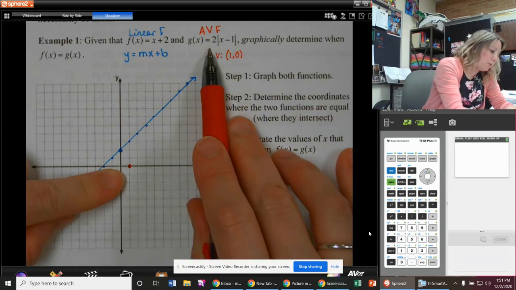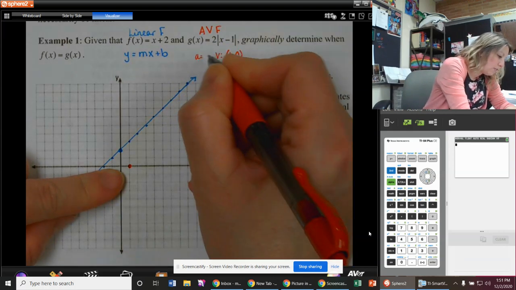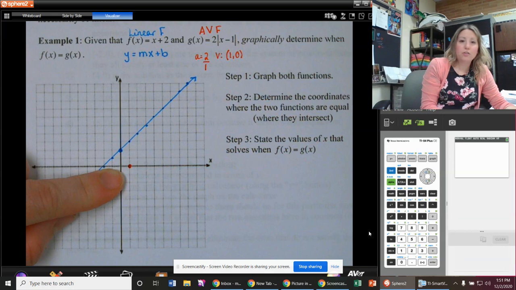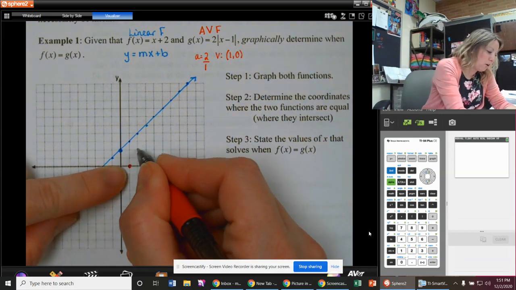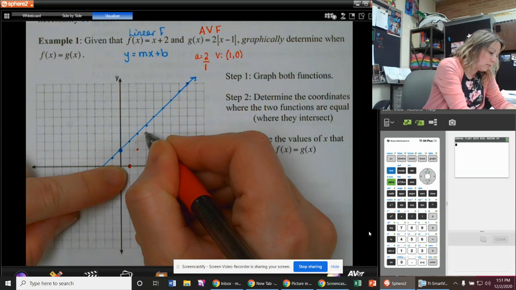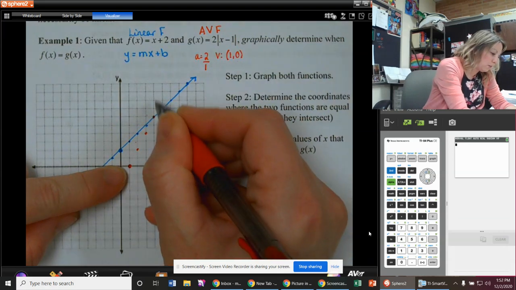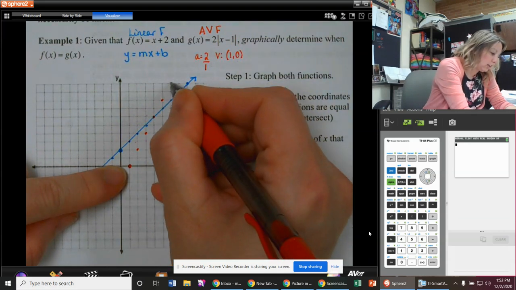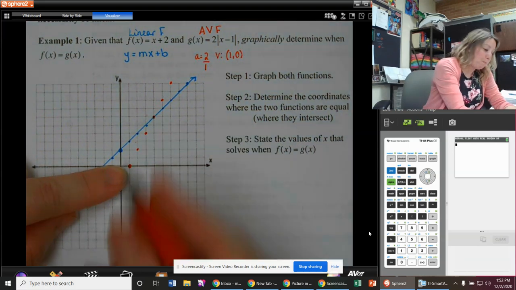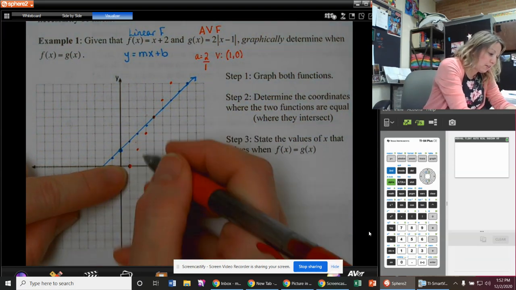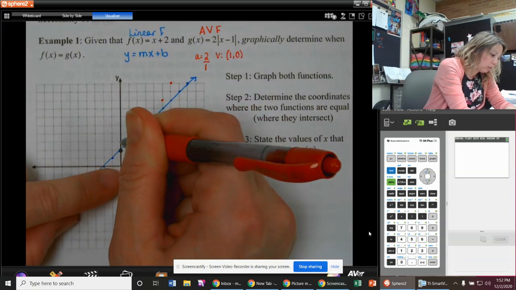Now the slope is the a value that's in front of the absolute value bars. And that just tells me from here to go up 2 and right 1. And notice as I'm doing that, I actually run into this part right here. Now go back and you do the opposite on this end, and look, I actually run into it again.